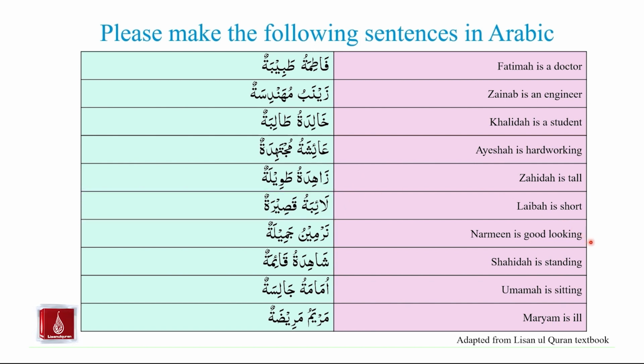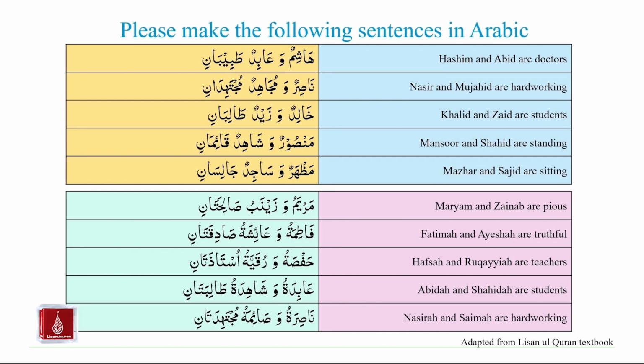Narmeen is good looking. Narmeenu jamilatun. Shahida is standing. Shahidatu qaimatun. Umama is sitting. Umamatu jalisatun. Maryam is ill. Maryamu marizatun. So in all of these feminine names, we are not adding tanween at the end of the ism because feminine names will not accept tanween.